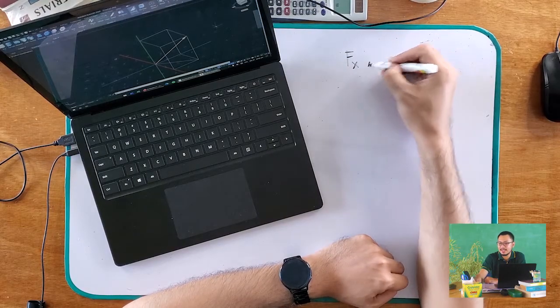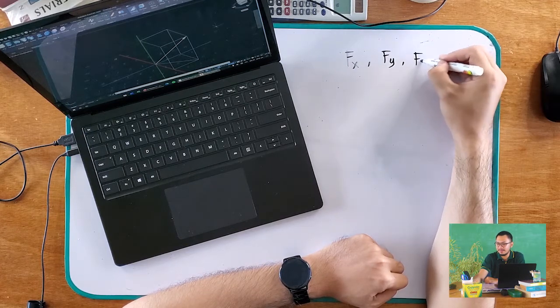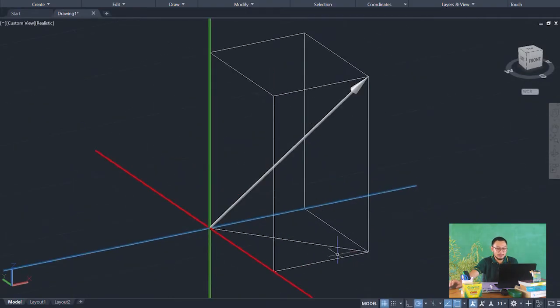Okay. And now, how about if the force is not given to you, but you are only given its components. And what is required is for you to determine the value of your force, given again your components. So what is given to you is fx, fy, and fz. So how do you get the force from those components? So let us look back at our AutoCAD. And then again, we learned that this is your fx, right? And this is your fy.